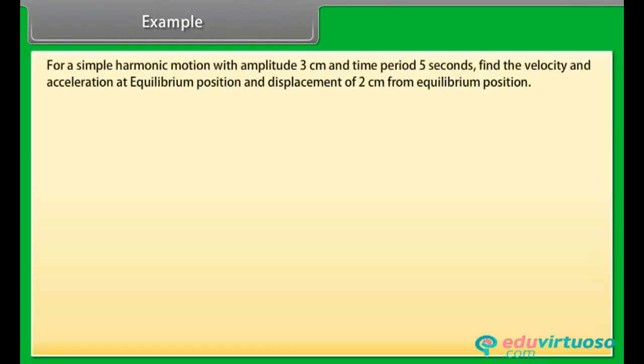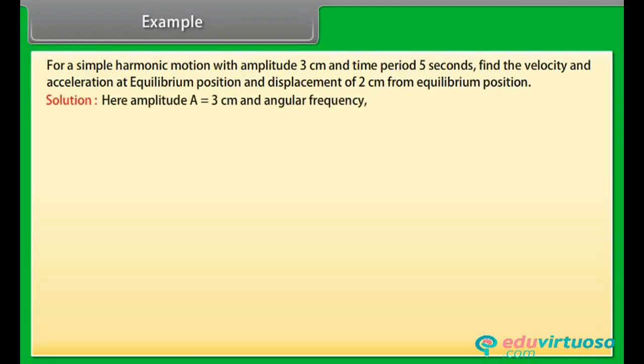Example. Let us take an example of velocity and acceleration in simple harmonic motion. For a simple harmonic motion with amplitude 3 cm and time period 5 seconds, find the velocity and acceleration at equilibrium position and at a displacement of 2 cm from the equilibrium position. Let us see the solution.